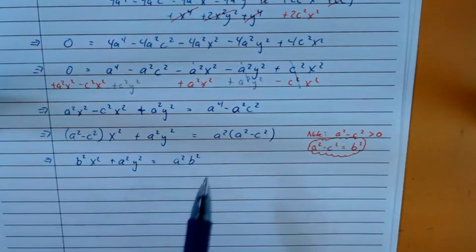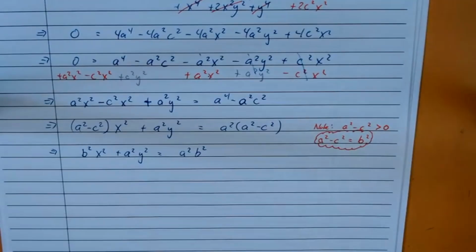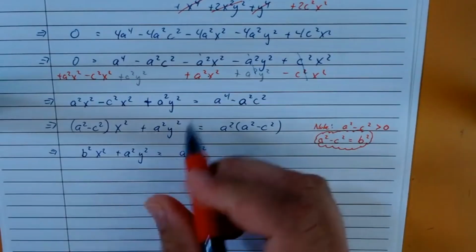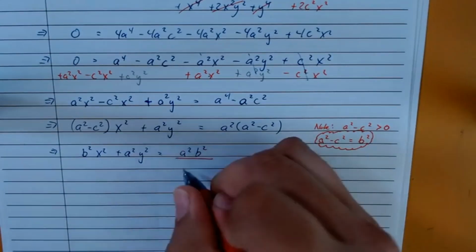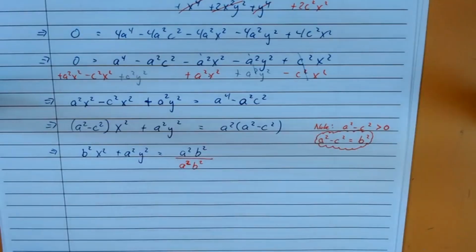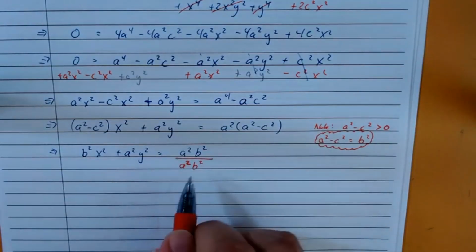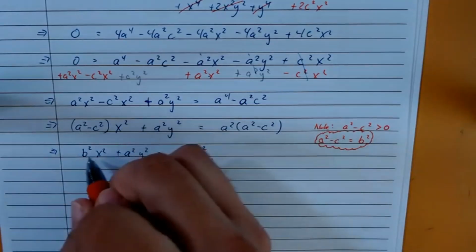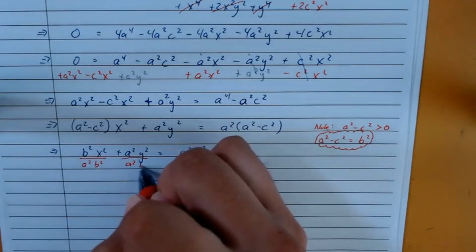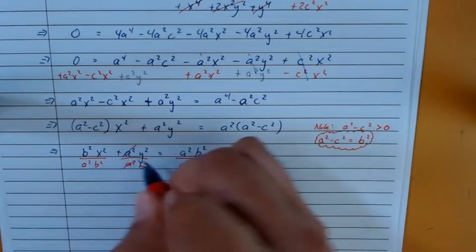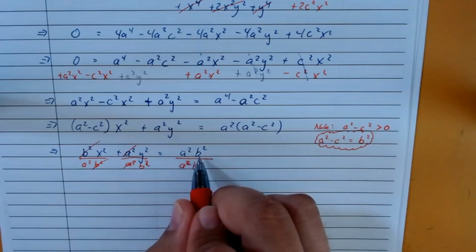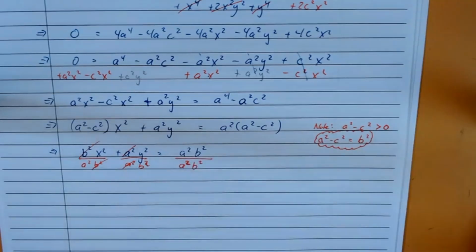And although this is a nice result, we typically write it in a slightly different way. We know a squared and b squared are just constant numbers, which means a squared times b squared is also just a constant number, which means we can divide on both sides by a squared and b squared. Here, the a squared cancels with the a squared. Here, the b squared cancels with the b squared. And here, a squared b squared over itself is equal to 1.